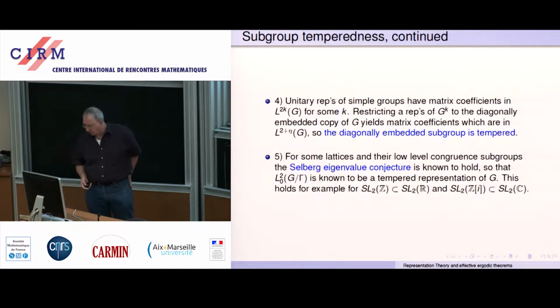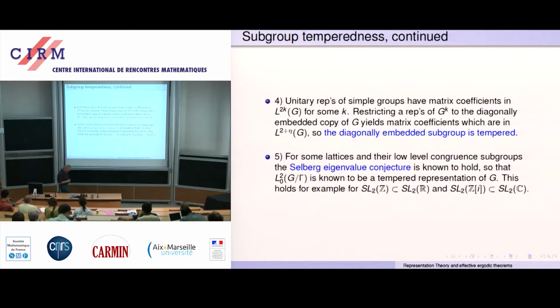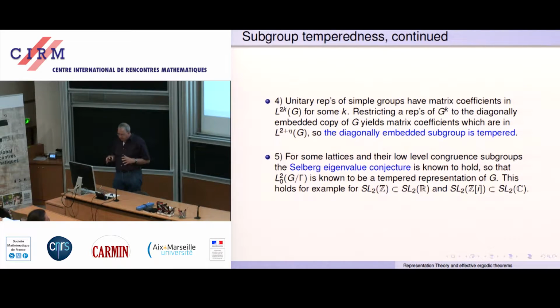And for some lattices and their low-level congruence subgroups, the Selberg eigenvalue conjecture is known to hold, so that L2 naught of G mod Gamma is known to be a tempered representation of G. And this holds, for example, for SL2(Z) in SL2(R), or for SL2(Z[i]) in SL2(C). This is, however, a limited source, because the Selberg eigenvalue conjecture is extremely difficult and it's open. There are some instances where it holds, but this is a very important source of examples, because these give rise to very interesting results. But in general, the Selberg eigenvalue conjecture is open.